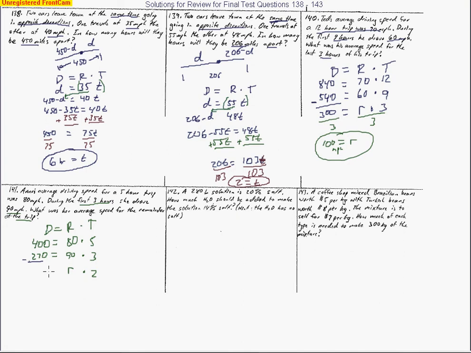So make sure that you end up borrowing from the 4, change it to a 3, and so when we do that subtraction, we end up with 130. And so we go ahead and do that division. Divide by 2, 2 goes into 13 6 times with 1 left over, goes into 10 5 times, 65 miles an hour was the average speed that last 2 hours.